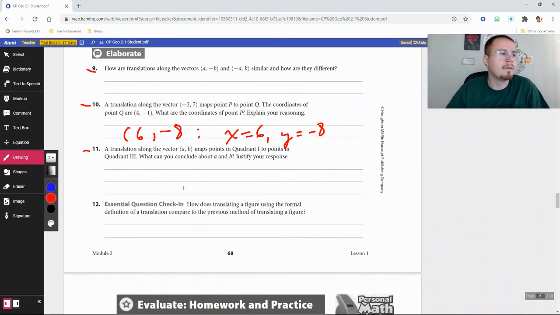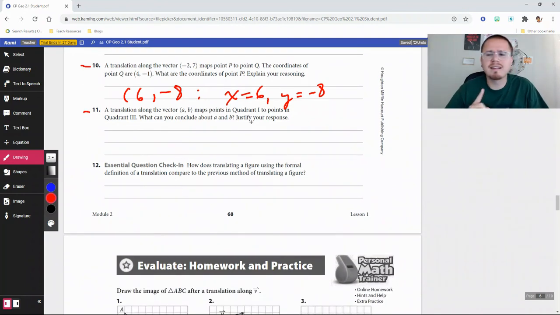Make sure when it says anything like justify or explain, you're really trying to make sure that your work makes sense. And essential question check-in: how does translating a figure using the formal definition compare to the previous method? Well, rather than sliding left or right or up and down, now you slide it parallel to a given vector, a distance equal to its length. So the vector tells you what to do.